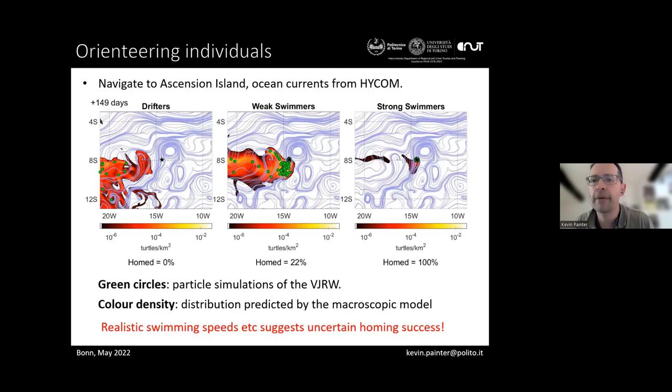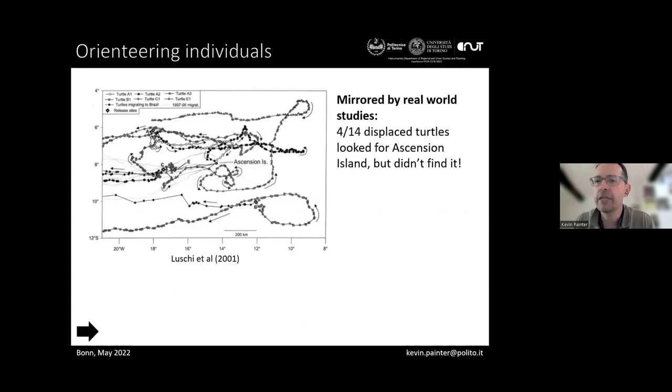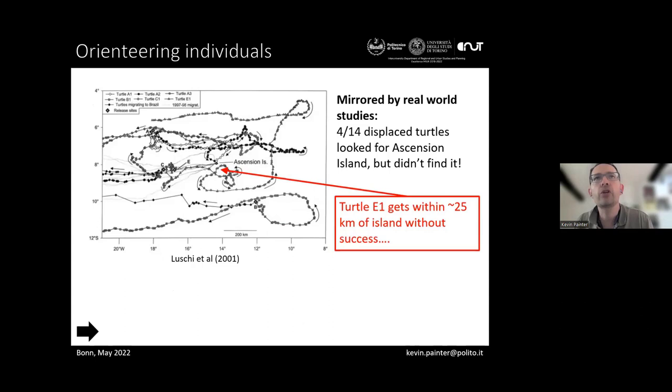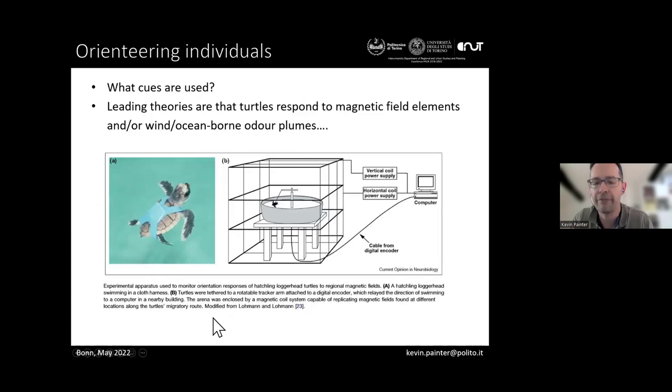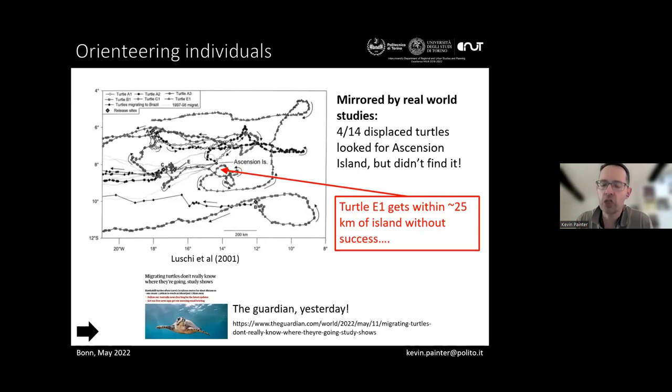And it turns out that that is actually the case. We talk about them as being successful at getting to the island, but when you go back to studies, a lot of the turtles that they displaced tried to get back to the island, got very close in some instances, within 25 kilometers, but didn't find it, and eventually gave up and swam back to South America. This is very topical because yesterday in The Guardian there was a news report on this, that turtles really are not as good navigators as we think they are. But anyway, it's just to show again how this framework can be taken, extended, and adapted to a real world problem.